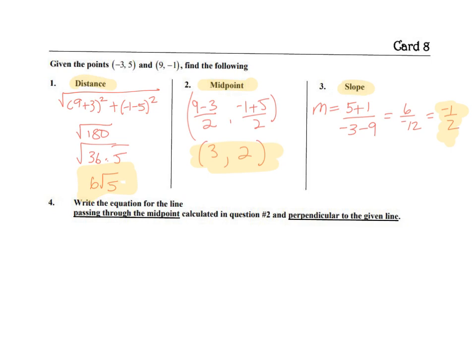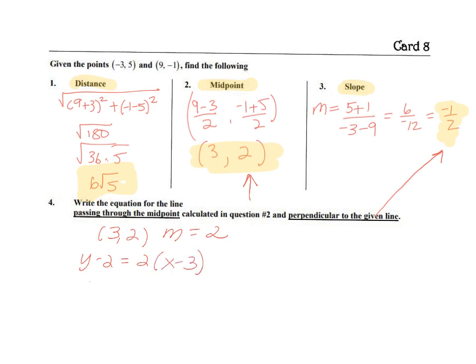If we drop down here, our next step asks us to write the equation of a line through the midpoint, so we're using the answer to question 2, the midpoint right here, and perpendicular to the given line. So we have to look at this slope, and the slope is -2, and the slope that is the opposite reciprocal to that would be +2. That tells me what point and what slope I'm going to use for point slope form. So I'm going to have y minus 2 equals my slope times x minus 3.